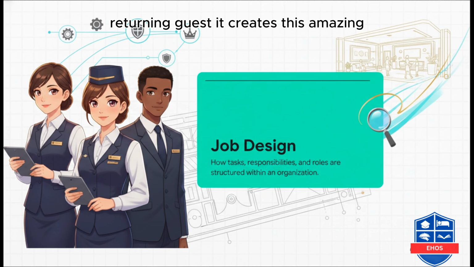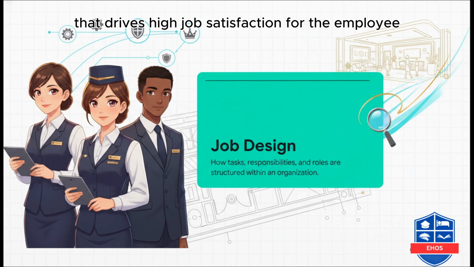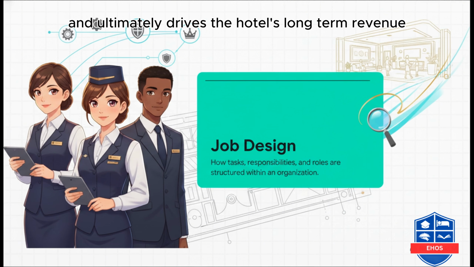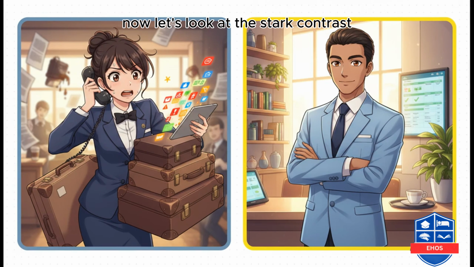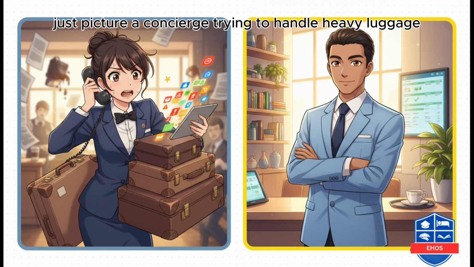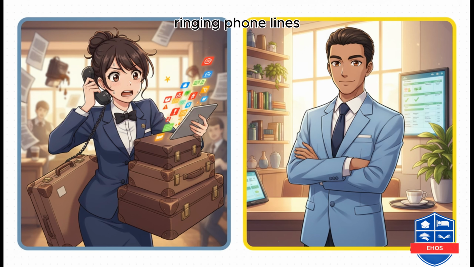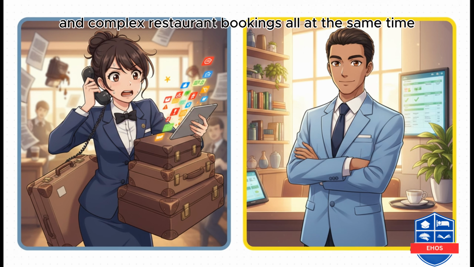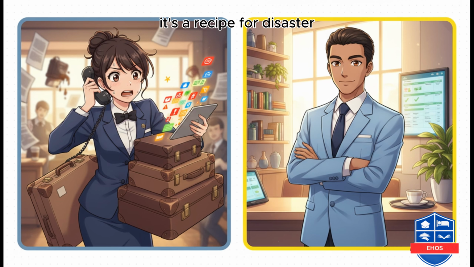It creates this amazing compounding effect that drives high job satisfaction for the employee and ultimately drives the hotel's long-term revenue. Now, let's look at the stark contrast between getting this wrong and getting it right. The dangers of poor job design are very real. We're talking about monotony, physical and mental overload, or just paralyzing ambiguity. When tasks are poorly structured, employees feel completely disconnected from the final guest outcome, or they get overwhelmed by competing demands. Just picture a concierge trying to handle heavy luggage, ringing phone lines, and complex restaurant bookings, all at the same time without a clear operational system. It's a recipe for disaster.